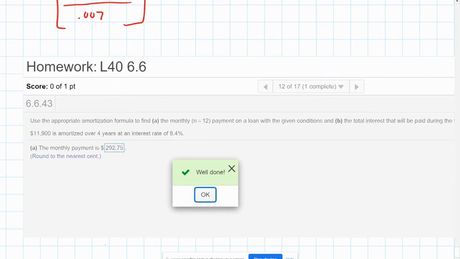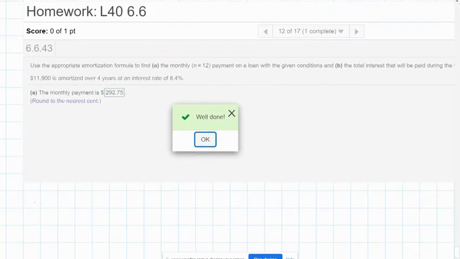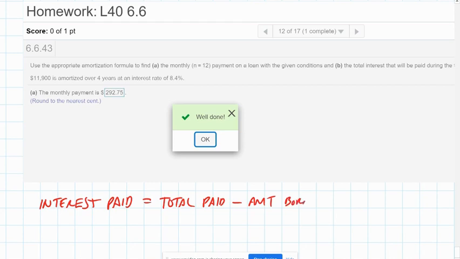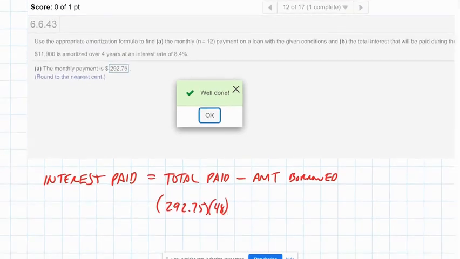And then there is a part B to that question, and what it's asking is the total amount of interest paid. So interest paid is equal to the total paid minus the amount borrowed. So if we pay $292.75 for 4 years, that's $292.75 times 48 payments, because in 4 years, if we make a payment every month, that would be 48 payments. And then we subtract the amount we borrowed, which is 11,900.